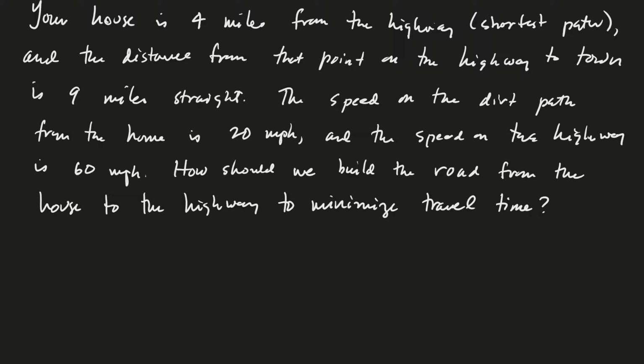All right. So this is a little bit of a wordy problem here. Let's see. Our house is 4 miles from the highway. That's the shortest path. So it's a straight line to the highway. And the distance from that point on the highway to town is 9 miles. We'll assume it's straight. The speed on the dirt road in general is 20 miles an hour, and the speed on the highway is 60 miles an hour. How should we build a road from the house to the highway to minimize travel time?